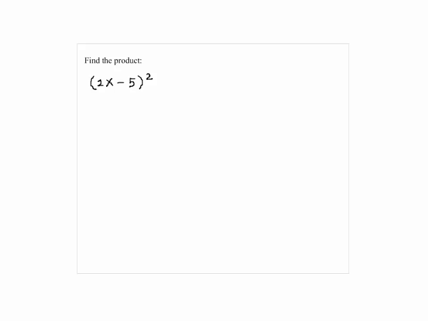Find the product. What do you think we should do here? Multiply 2x minus 5 by itself. Okay, do you remember the formula? If I have (a minus b) squared, can you tell me what would be the formula? Yeah, it would be (a minus b) times (a minus b).